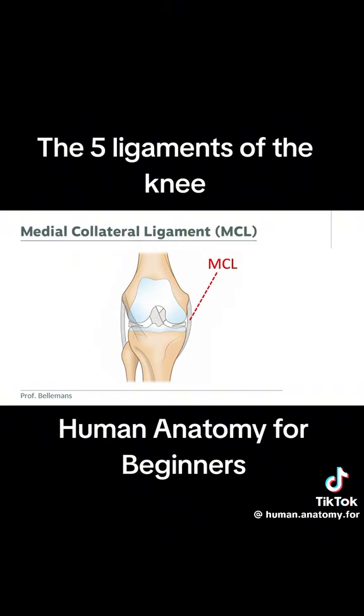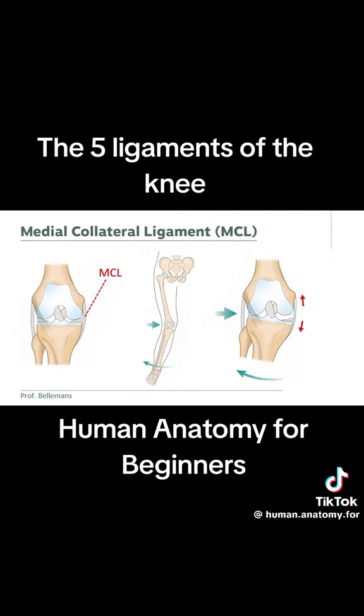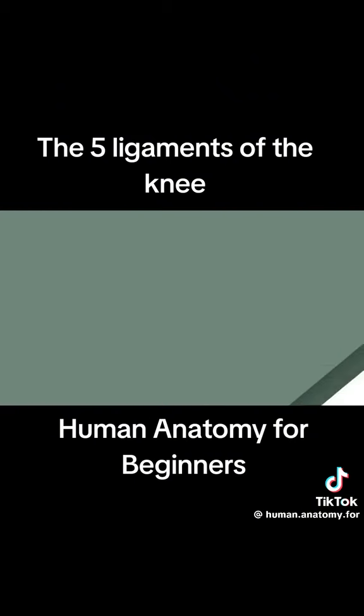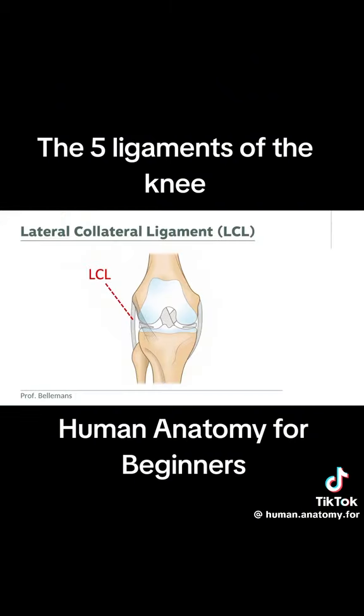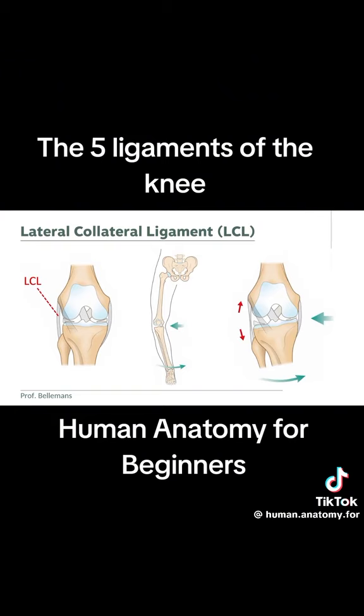The MCL protects the knee against what we call a valgus force. That is a force that drives the knee into an X position, like for example a blow on the outside of the knee or a tackle onto the inner side of the lower leg. The LCL does exactly the opposite. It protects or stabilizes the knee against a varus moment, like for example from a blow on the inside of the knee or a tackle on the outside of the lower leg.